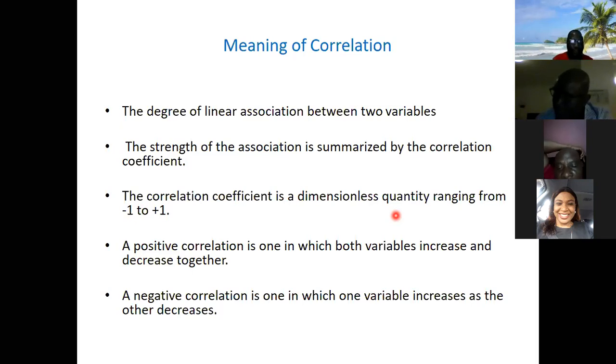Boyle's law talks about volume and pressure. As the volume increases, the pressure decreases. As the volume decreases, the pressure increases. So volume and pressure move in opposite directions. That is inverse proportion, an example of negative correlation.